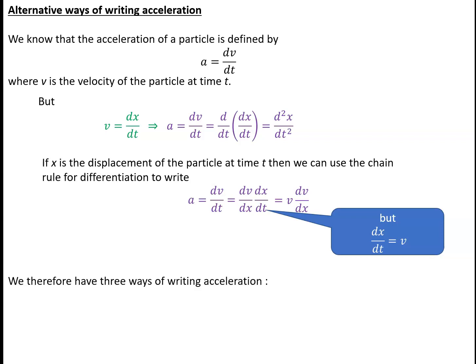So we've got three different ways of writing acceleration. We can write it as dv by dt, we can write it as d2x by dt squared, and we can write it as v dv by dx. And during the course of this module, you'll find that we're writing an acceleration in these three different ways quite frequently.